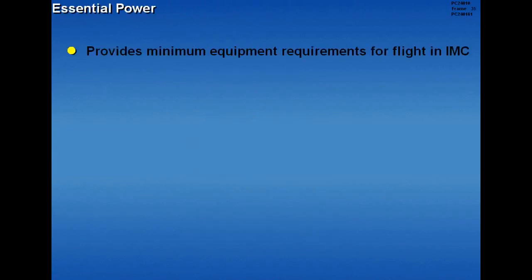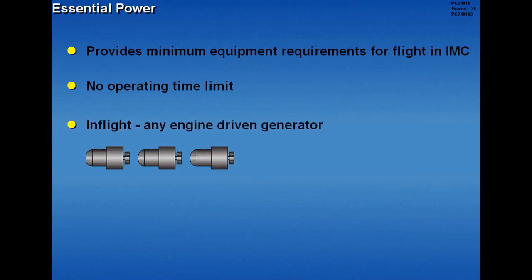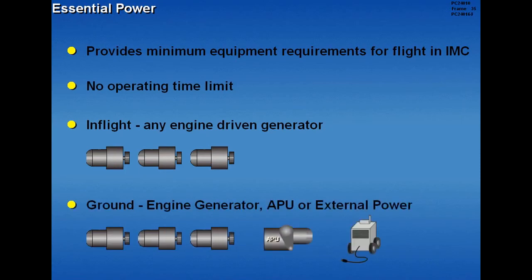Essential power provides the minimum equipment requirements for flight in IMC. Essential power has no operating time limit. In flight, essential power can be supplied by any engine-driven generator. On the ground, essential power can be supplied by an engine-driven generator, APU, or external power.